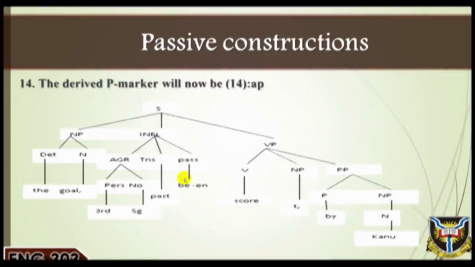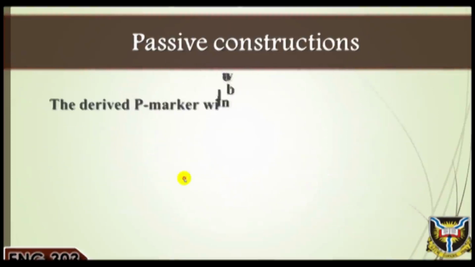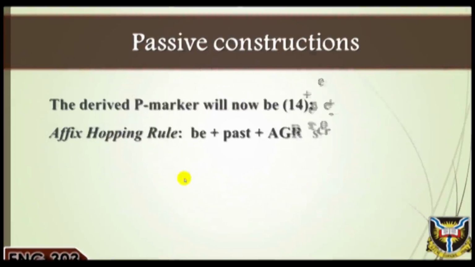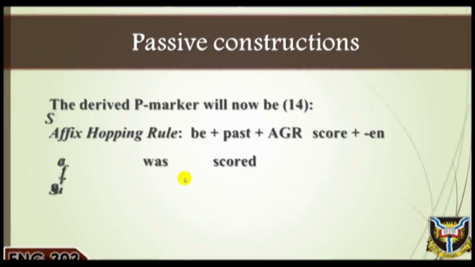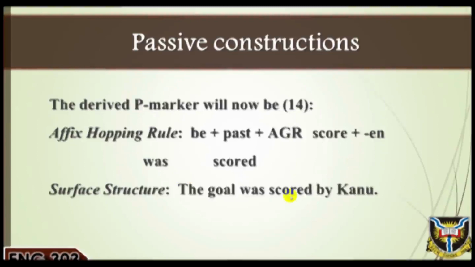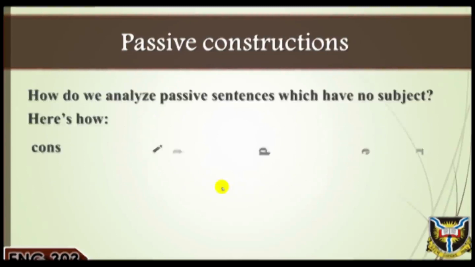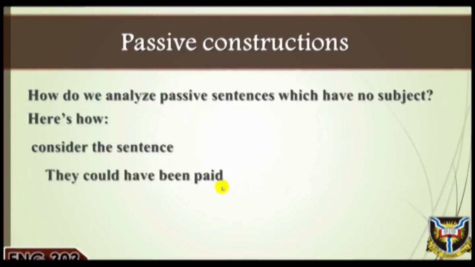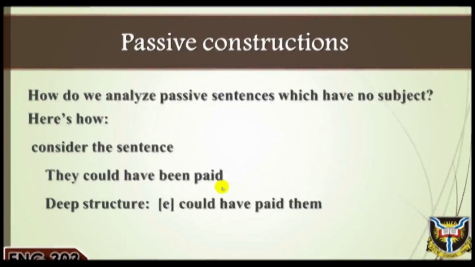How do we analyze passive sentences which have no subject? Here is how. Consider the sentence. They could have been paid. Deep structure: E could have paid them. Derived or surface structure. Surface structure: E could have been paid.